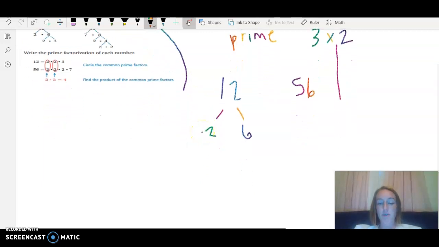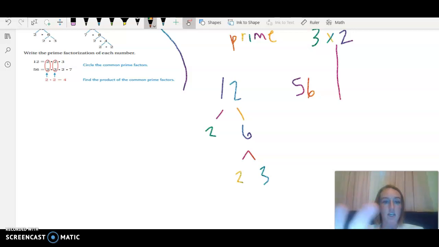Well, I have 2. I can't factor that anymore, so I can leave that there and move on to the 6. Now, I can get the 6 by doing 2 times 3. Now, I already know 2 is prime, is 3 prime? I think about it, yes, the only two numbers that go into 3 are 1 and itself. So my final factors are 2, 2, and 3, okay?